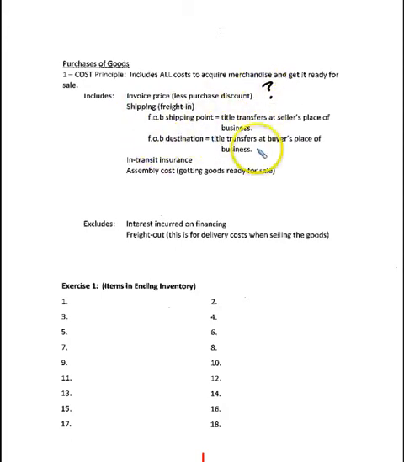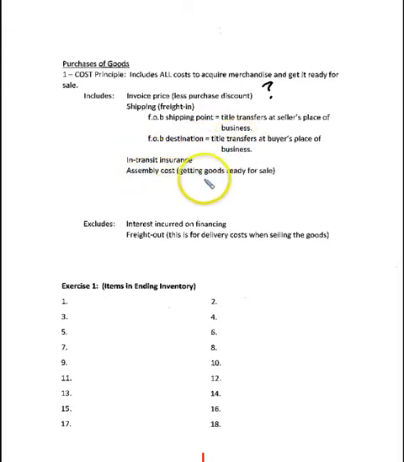Shipping, and this goes over the shipping terms, depends on where the legal title transfers. If title transfers at shipping point, then the shipping costs are the buyer's. If title transfers at destination, then the shipping costs pertain to the seller.